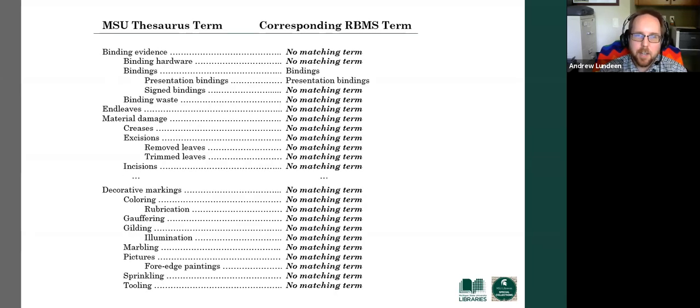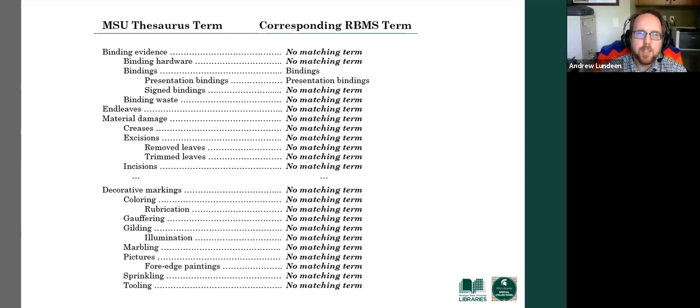And you can see how this disconnect manifests itself in the actual vocabularies when you start comparing sections from our current thesaurus to the RBMS thesaurus. There are whole areas in which the RBMS vocabulary is just lacking for our purposes. So here, for example, we have two snippets from our thesaurus, and you can see that for these areas, which are, broadly speaking, things related to the binding and some other types of physical alterations, and then various types of decorative markings, the RBMS thesaurus just doesn't really have matching terms.